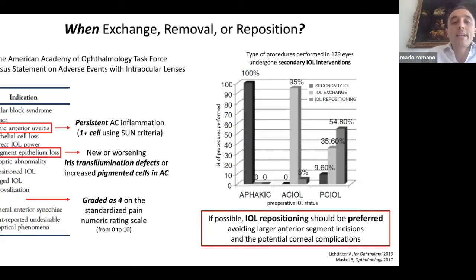When we need to exchange, remove or reposition the IOL, repositioning the IOL is recommended as the first line. Then, in case of persistent anterior chamber inflammation, iris transillumination defects, or pain of grade 4 on the standardized pain numerical rating scale, we need to remove and exchange the IOL.